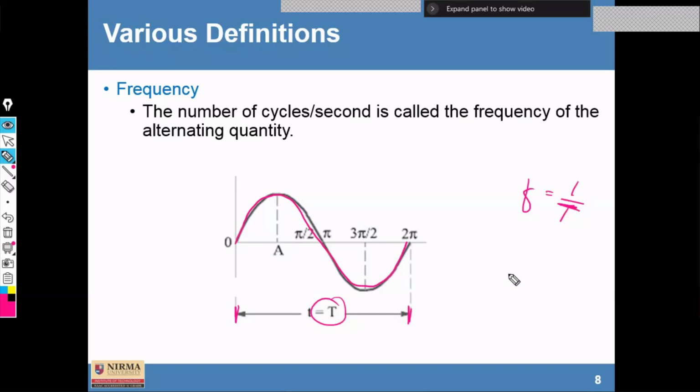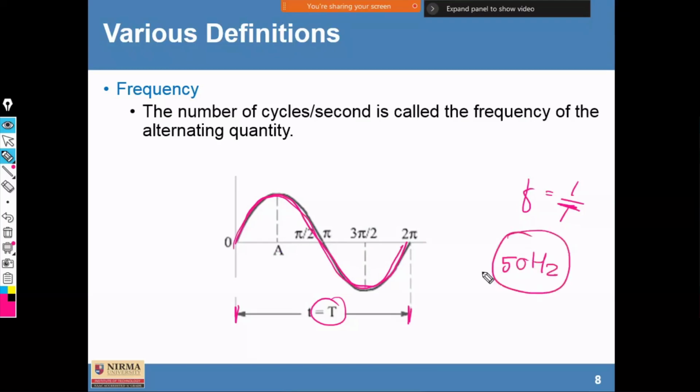The meaning is in 1 second, how many times this cycle passes? 1, 2, 3, 4, 5, 6, like that. So in India, we know that the frequency is 50 hertz. Frequency is 50 hertz means in 1 second, 50 such cycles pass of an alternating quantity. Got my point?